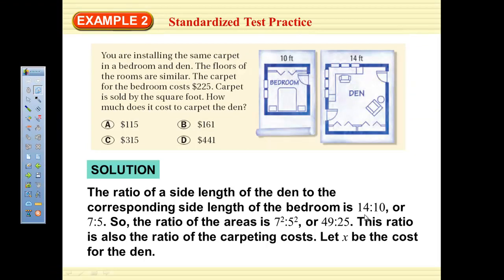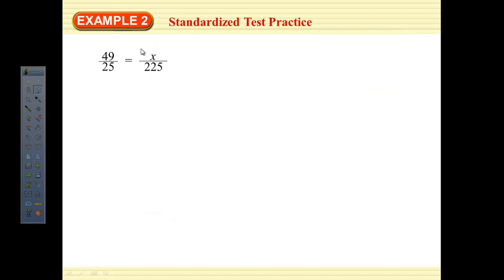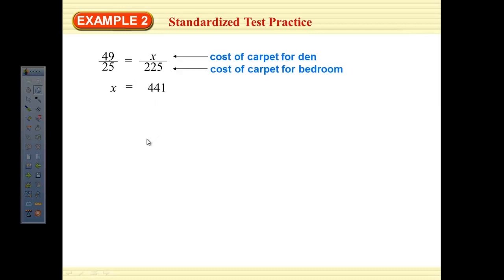Again, they did 14 over 10, but that's the same as 10 over 14. We end up with 49 over 25. And since we know the cost here, we can write a proportion. They just did the reciprocals of both of those. We'll get the same answer. And so if we cross multiply, we get 441.